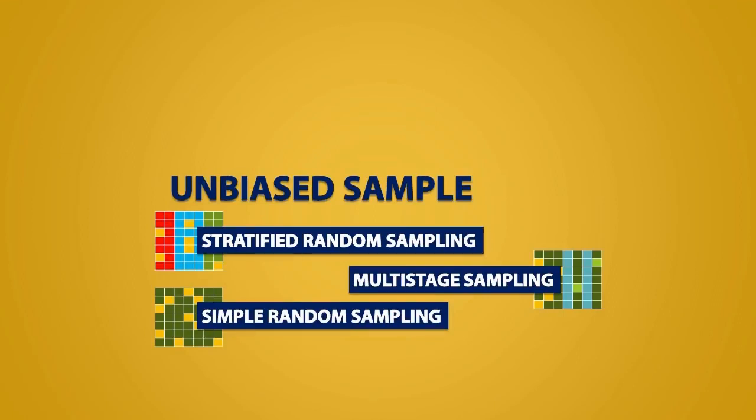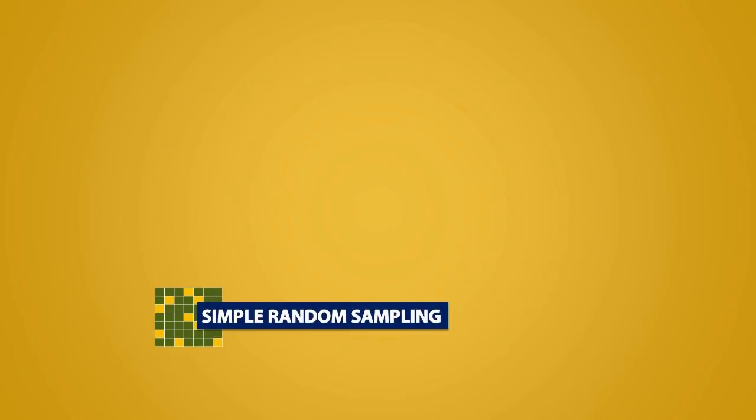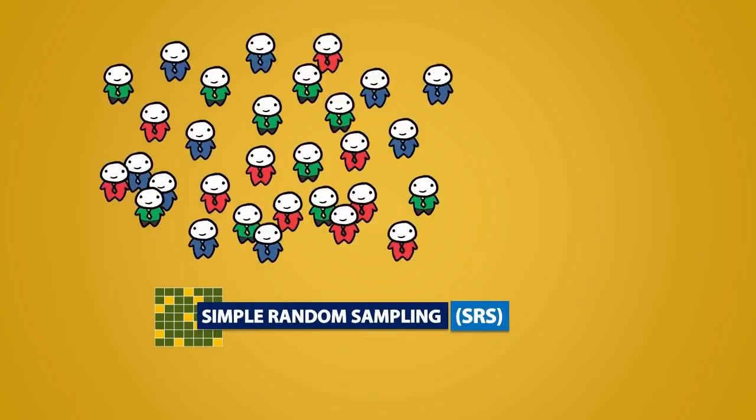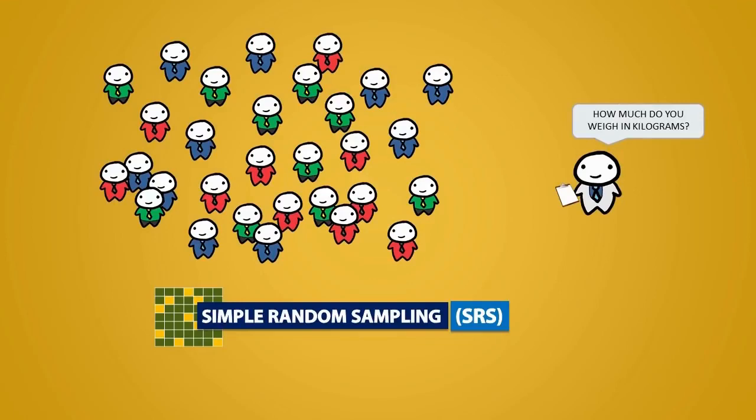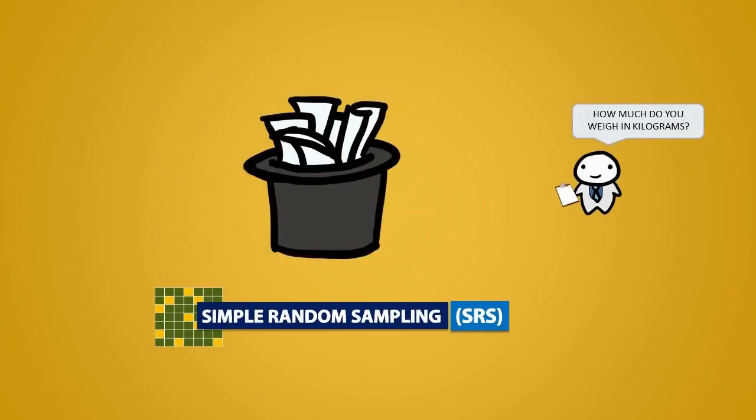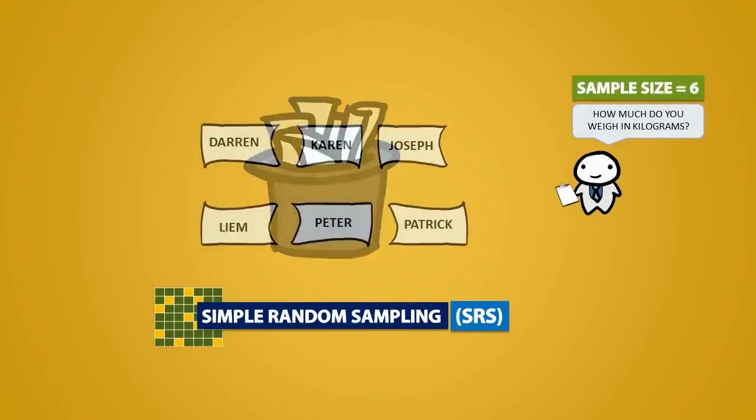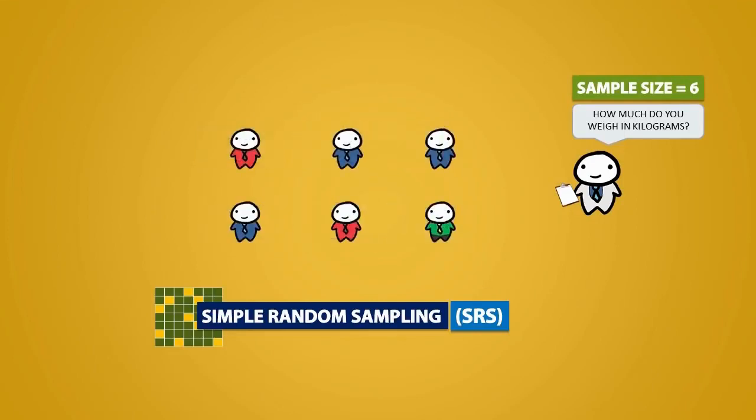The most basic type of sampling is the simple random sample, also known as an SRS. Since an SRS is unbiased, each individual has an equal chance of being chosen to be surveyed, in other words, to be part of the sample. You can think of an SRS as putting names into a hat and selecting N of them. So if I wanted a sample size of 6, I would select 6 papers and go up to the randomly chosen people to interview them.